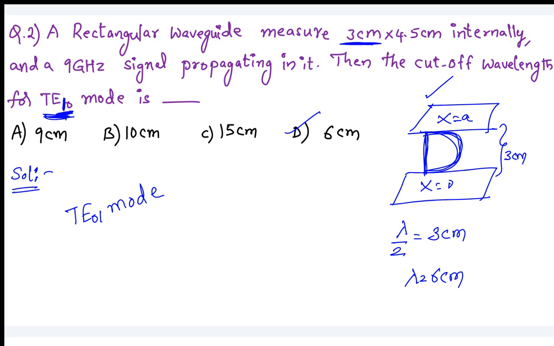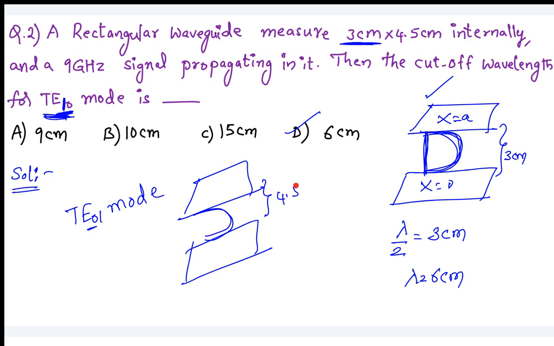9, sir. Correct. Good. So in that case, you should consider the y dimension, because in the x direction there is no variation. In the y direction there is one half cycle. So in the y direction the dimension is 4.5 centimeter. So your lambda by 2 is 4.5 and lambda is equal to 9 centimeter. So like that you have to do. Next problem.